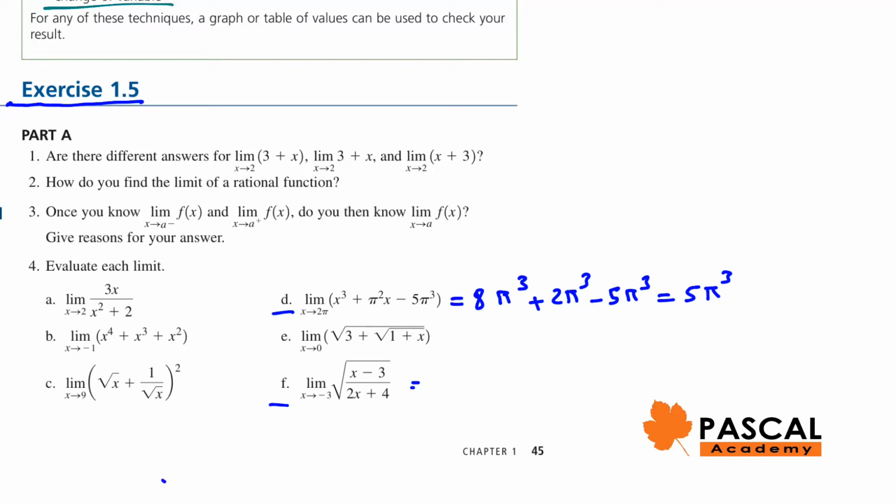Part F, limit of square root of (x minus 3) divided by (2x plus 4) as x approaches negative 3. We know this limit is the same as square root of the limit of (x minus 3) divided by (2x plus 4) as x approaches minus 3. We have a rational function, and this can be calculated by direct plug-in. The limit of (x minus 3) over (2x plus 4) as x approaches negative 3 is negative 6 divided by negative 2, which is 3. Therefore, the given limit is square root of 3.